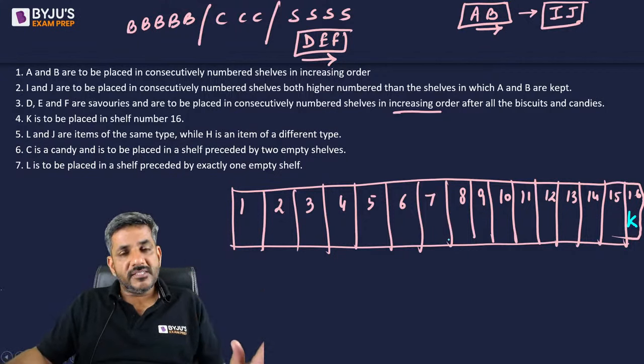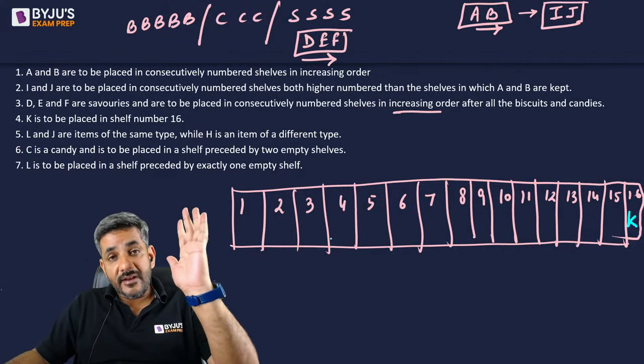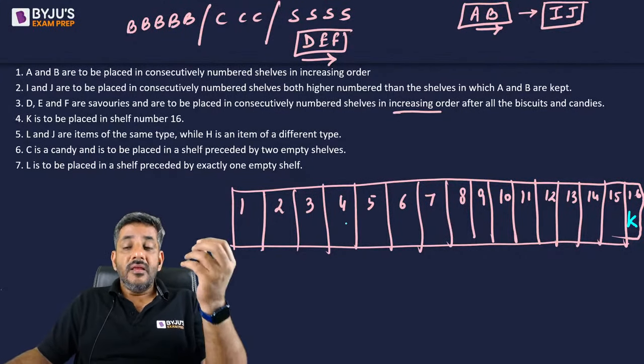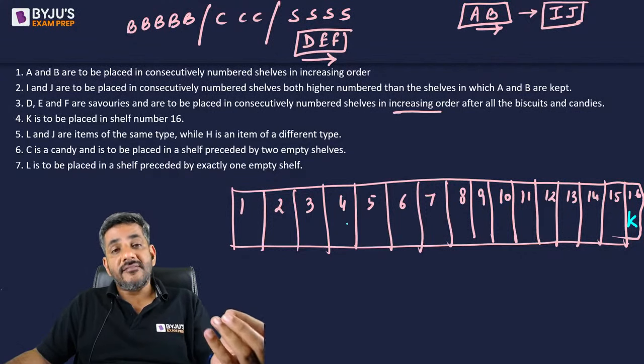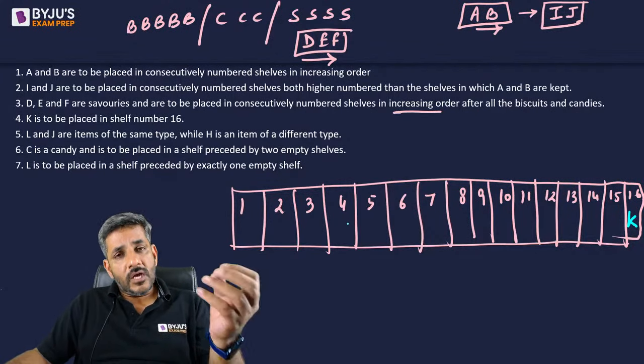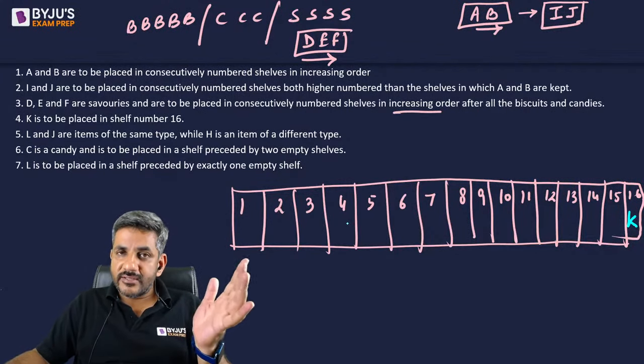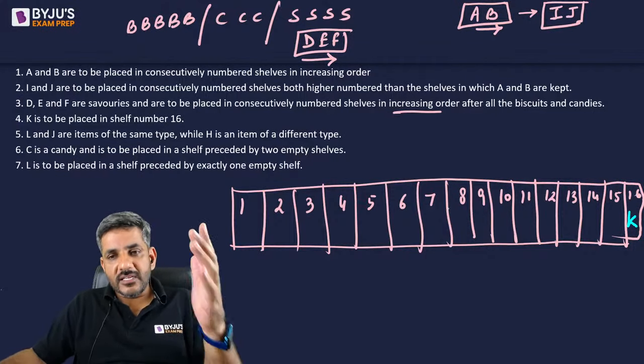So K must be the savory because it is at the end. And nothing else can be. And if K is a savory, the other 3 savories are D, E, F, and all savories are to be put together. D, E, F are to be put in increasing order.